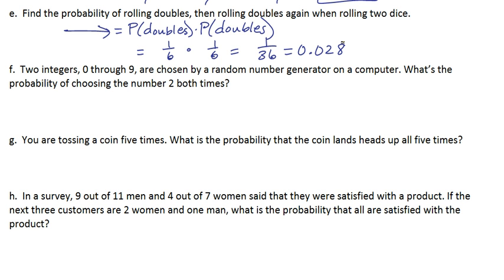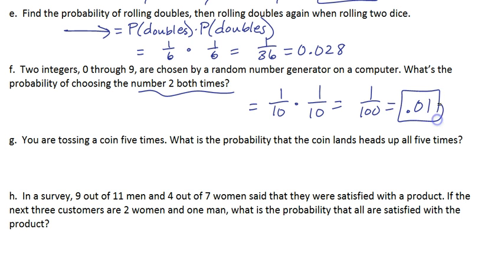Part F, 2 integers 0 through 9 are chosen by a random number generator on a computer. What's the probability of choosing the number 2 both times? Okay, so I want the probability of getting a number 2. Assume they're equally likely, so there's 1 in 10 in the batch. Second time I draw, there's still 1 in 10 in the batch. So 0.01 is my probability for that.